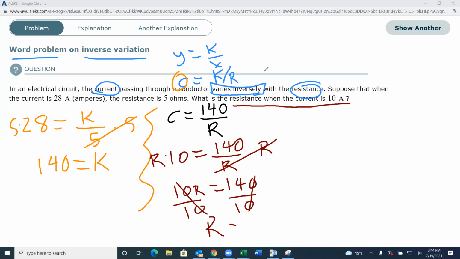And I get R is 14. 14 what? Let's see. R is resistance, and resistance is measured in ohms. Named after a famous German scientist, as I recall. Anyway, and then that's it. Again, very similar to that second topic in this video. The only significant difference is it's division instead of multiplication. That's the only difference. Nothing else is different.